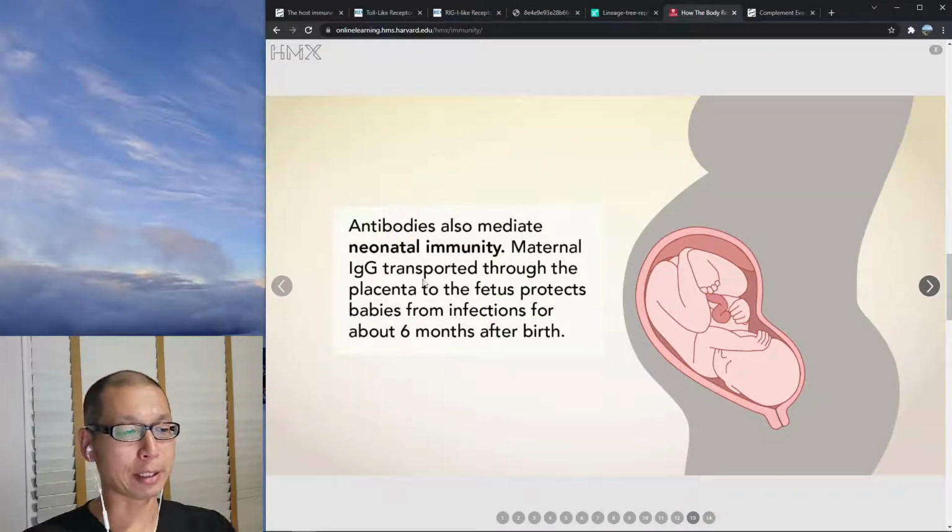And they also mediate neonatal immunity. The IgGs of a mother can cross the placenta and be given to the child. So if the mother is immune to something, the child will also be immune to it for a while. The antibodies last a few weeks.